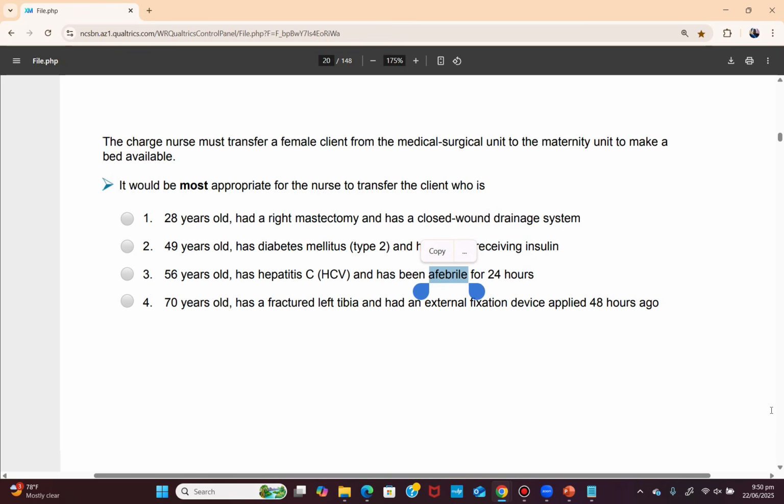It's saying the patient is what? Afebrile for 24 hours. Now, are you thinking what I am thinking as well? Because afebrile means what? No fever for 24 hours. Now let's flash back to what the patient's condition is. The patient's condition is hepatitis C. That's an infection. Now NCLEX is not saying this patient doesn't have what? Fever for 24 hours.